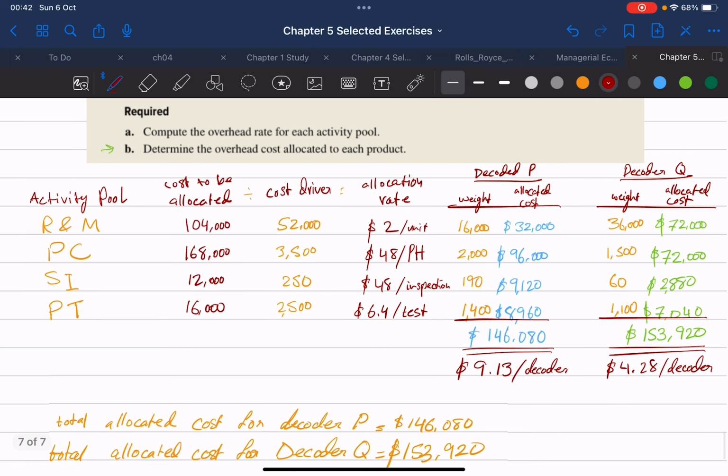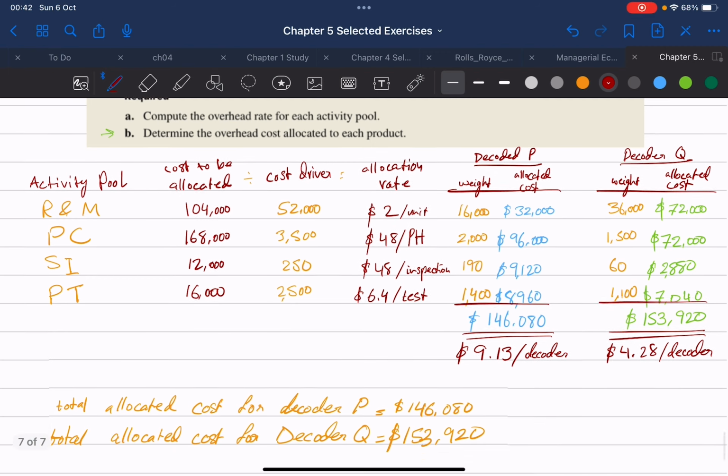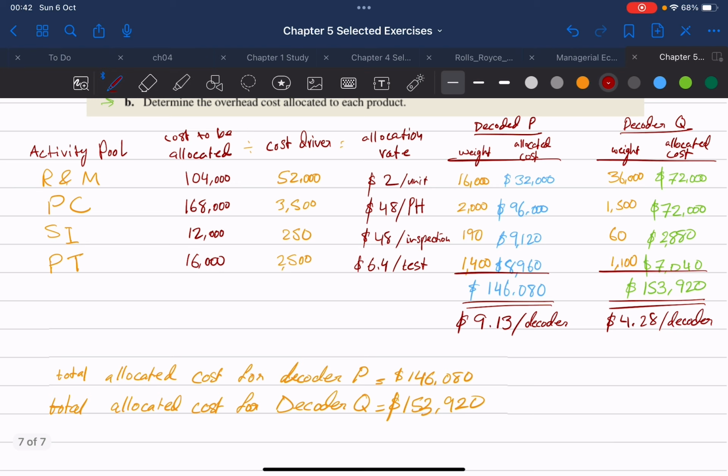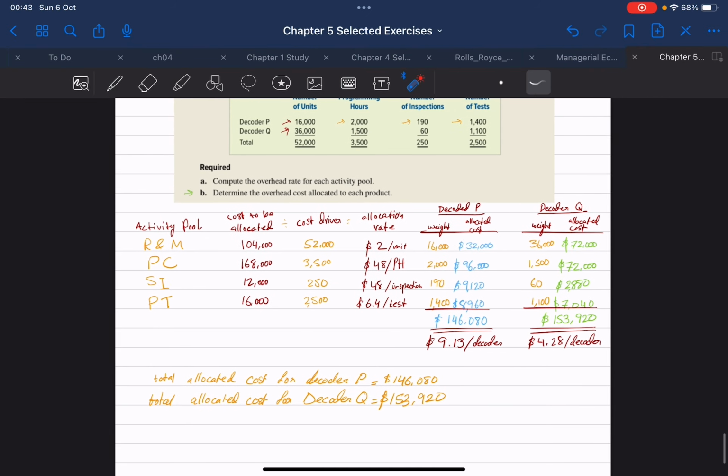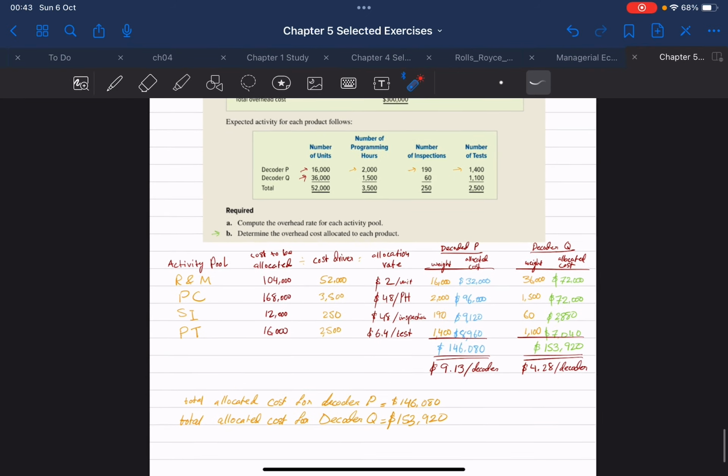All right, but here they're just asking to determine the overhead cost allocated to each product, and we already did that. So decoder P, the total allocated cost or the overhead allocated cost is $146,080. For decoder Q, it's $153,920. All right, that would be the answer to this exercise 5-6A.